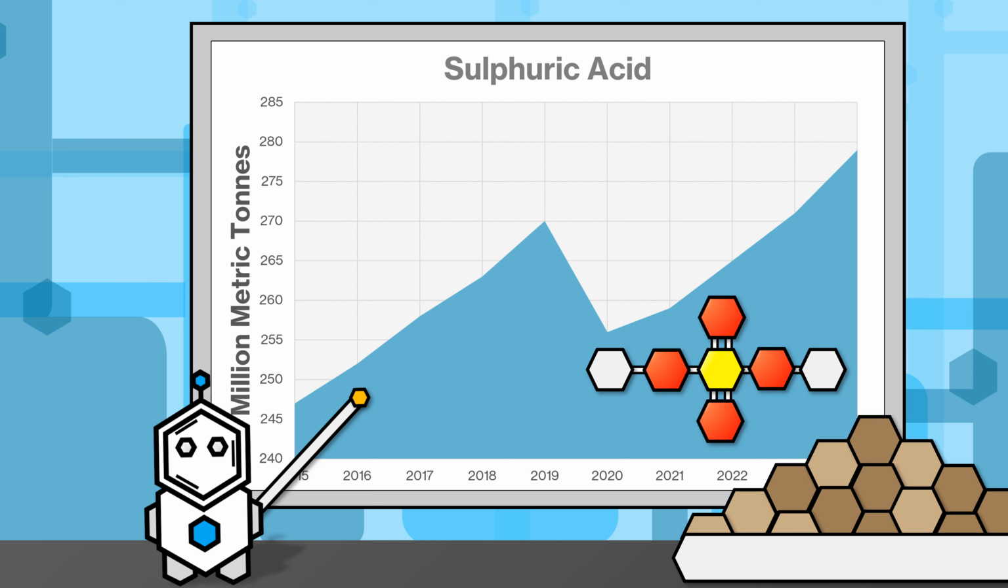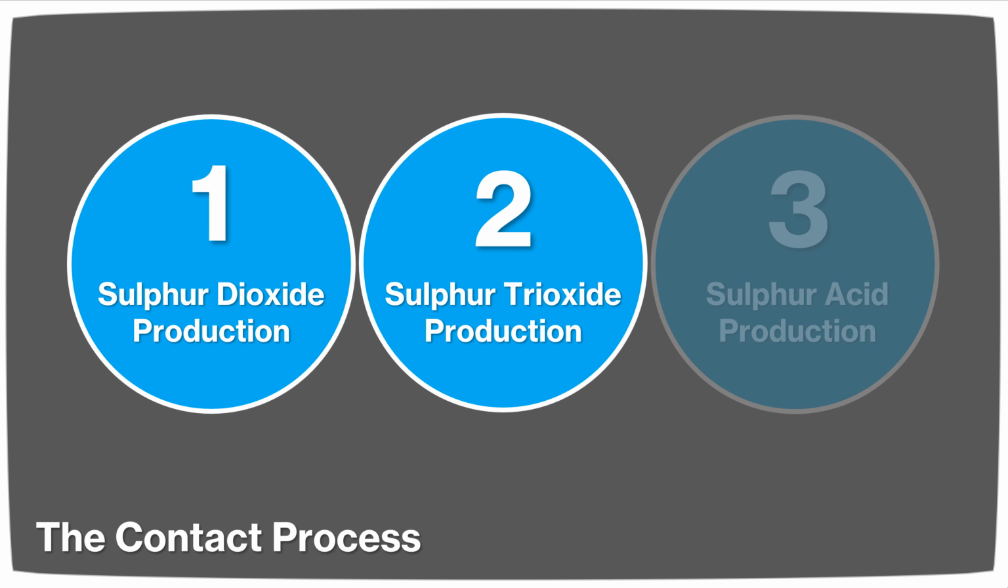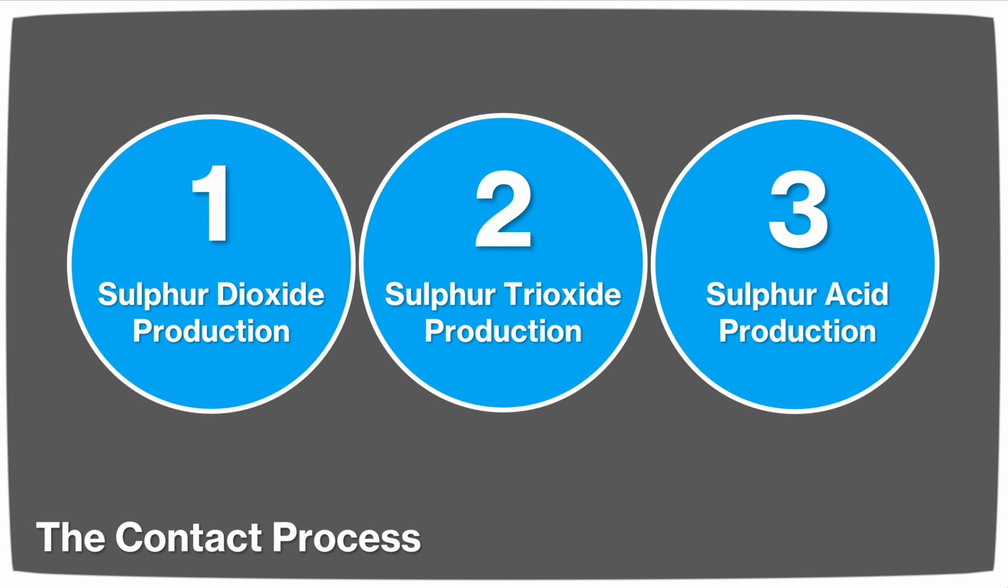The Benzies want to replicate this on Aramat so they can fuel their growing industries. They're going to use the contact process to mass produce sulphuric acid. The process takes place over 3 steps. Firstly, they need to make sulphur dioxide, then convert that to sulphur trioxide, and finally make sulphuric acid.